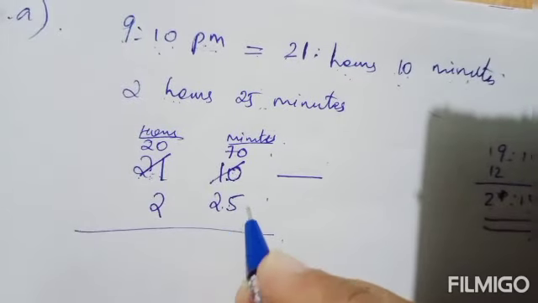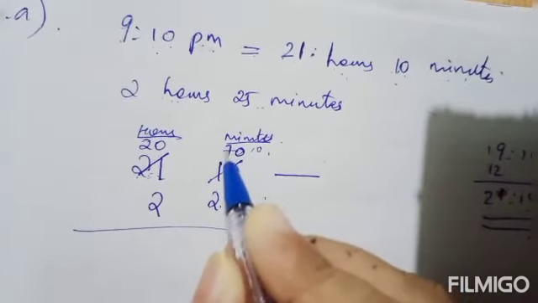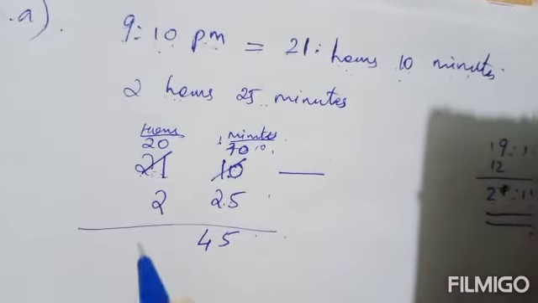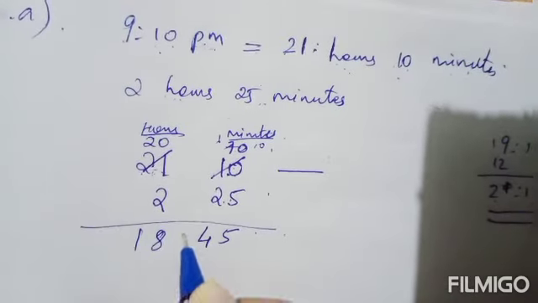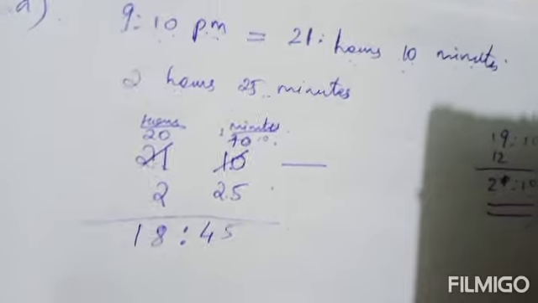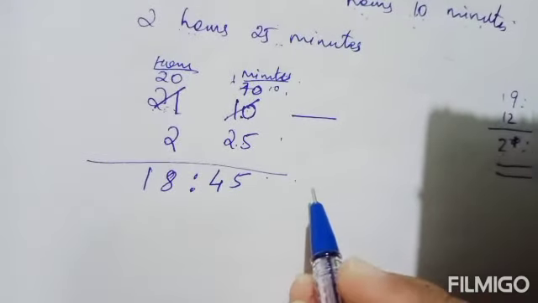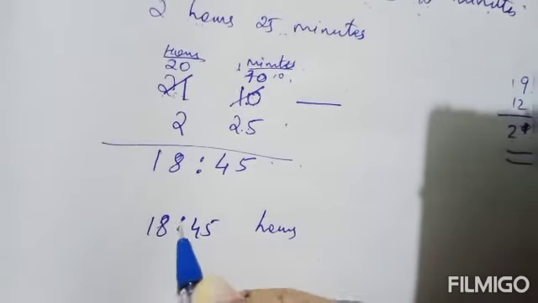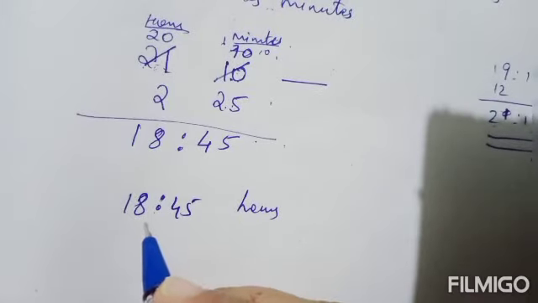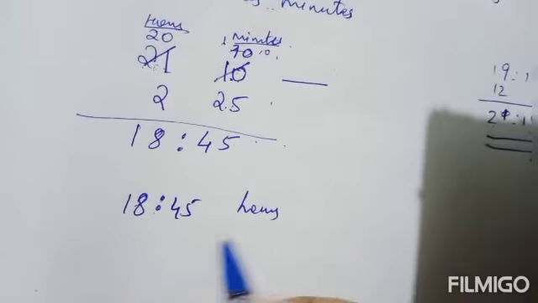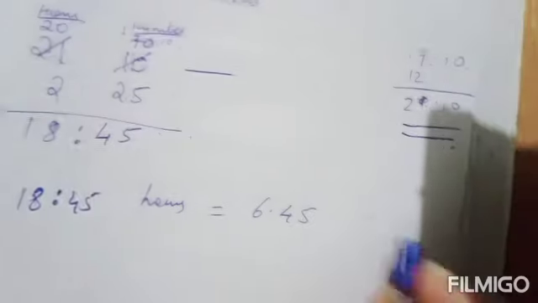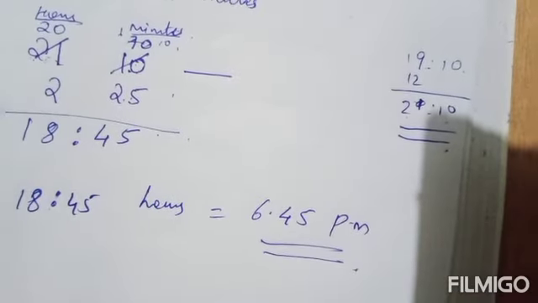So 70 minus 25, what will you get here? This will be 10, 6, 45. Now 20 minus 2, you will get 18. So 18:45, 18 hours 45 minutes. On converting to 12-hour clock time, how can you convert 18:45 hours to 12-hour clock time? Just subtract 12 from this time. 18:45 minus 12, you will get 6:45. Now hours you can replace by PM. 6:45 PM is the answer.